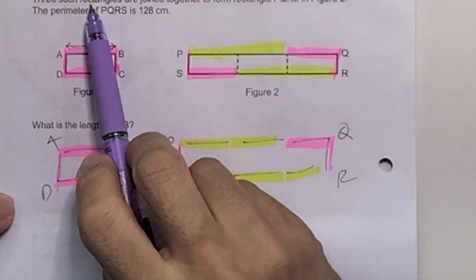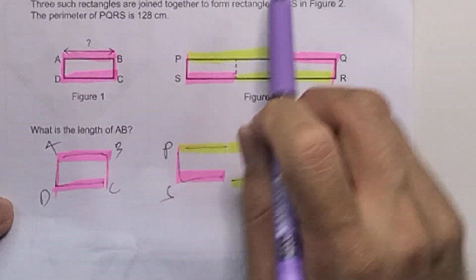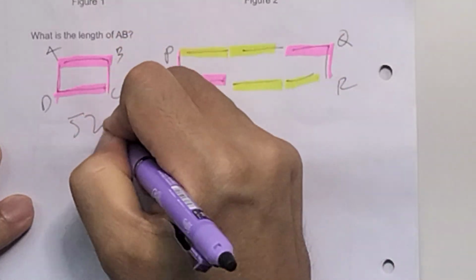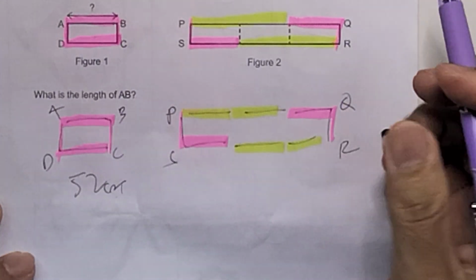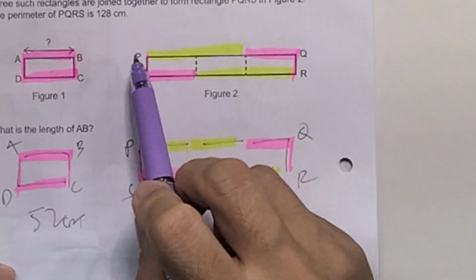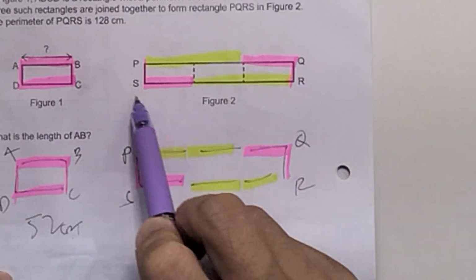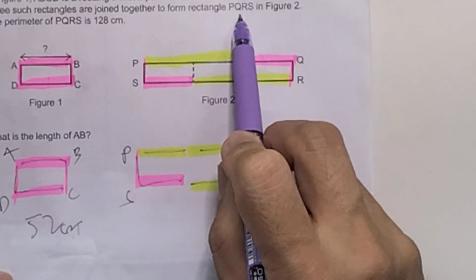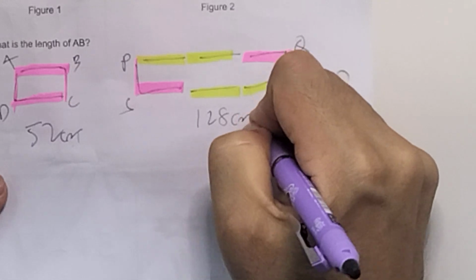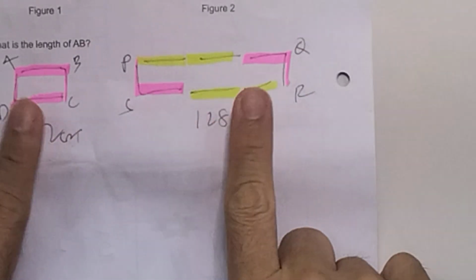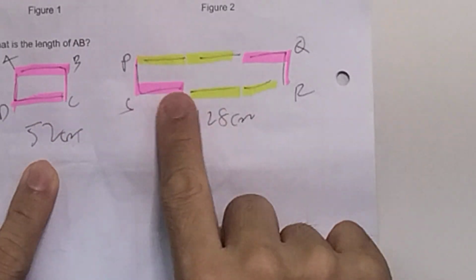Now they told us that the perimeter of ABCD is 52 cm, which means that all these 4 pink lines together make up 52 cm. They also told us that all this yellow and pink to form PQRS will make a total length of 128 cm. The perimeter is 128 cm. So what is the difference between these 2 shapes? It is the yellow part.